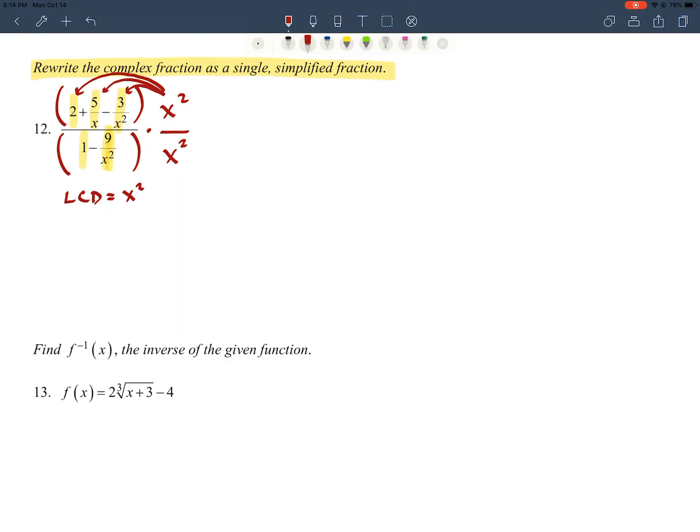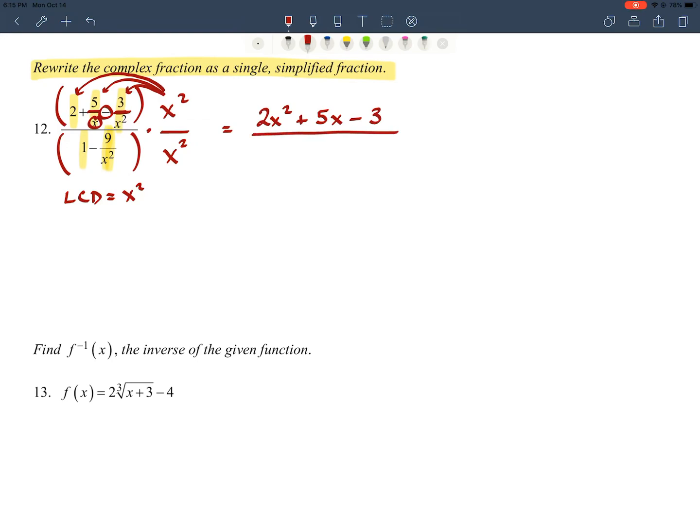2 times x squared is going to give me 2x squared. When I do x squared times the 5 here in the middle, I'd have 5x squared, but then I'd have to cancel out the x's, right? So what I'm going to have here is plus 5x. And then when I do x squared times this 3, I'd have 3x squared, and then divided by x squared would totally cancel out the x squareds. So don't forget about this minus though. So I'm going to actually end up here with minus 3 on that one.